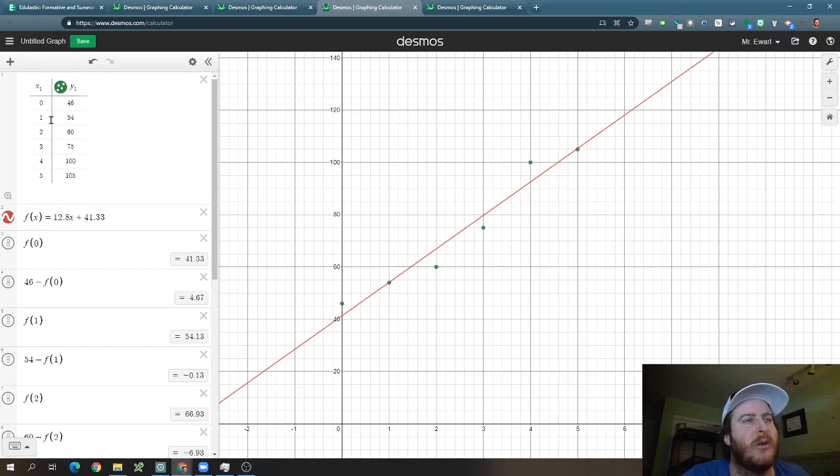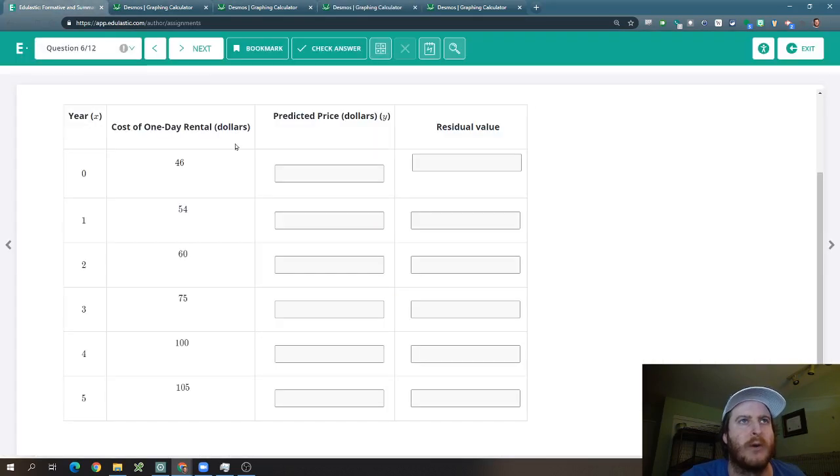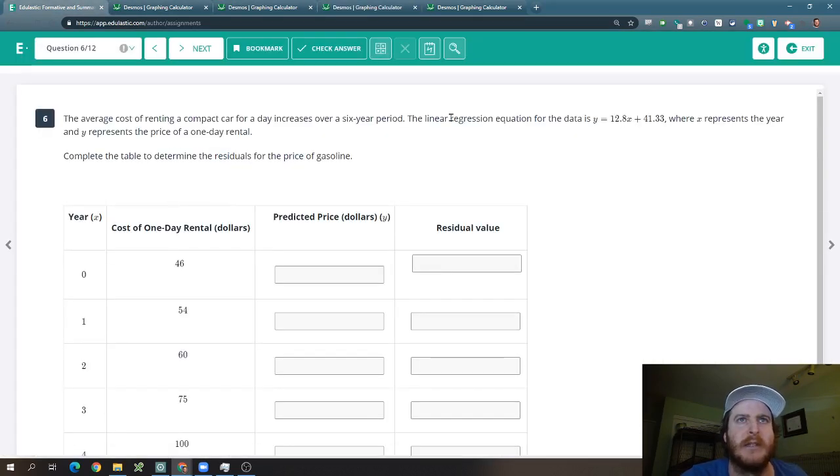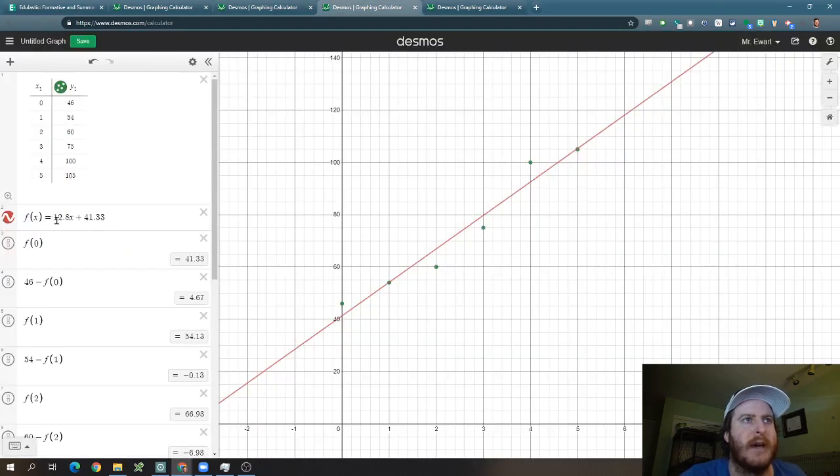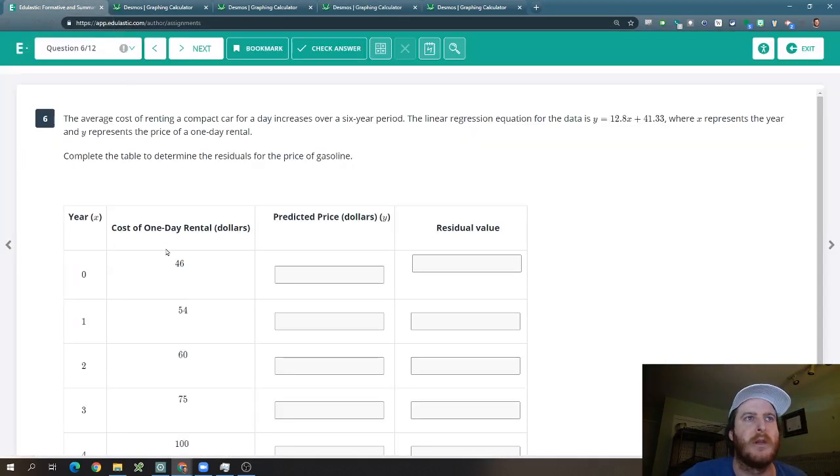Now I didn't do the y1 approximately mx1 plus b, and the reason is they said that we're going to use the linear regression equation y equals 12.8x plus 41.33. Now instead of putting y though, in Desmos, I'm going to do f of x because that's going to help me to be able to plug in a lot of different values. So these are my x values, right? So to get the predicted price, I'm going to do f of x.